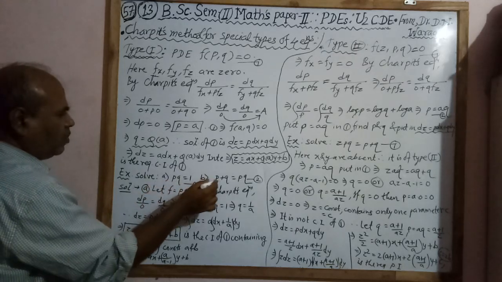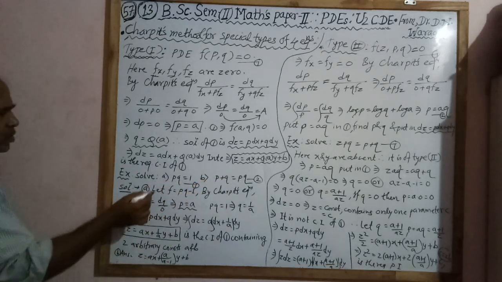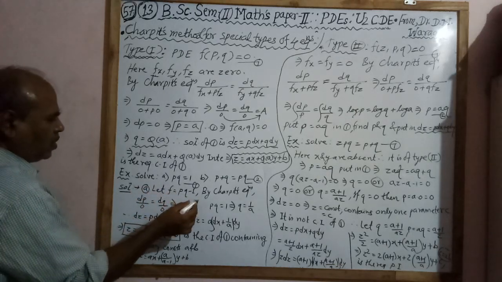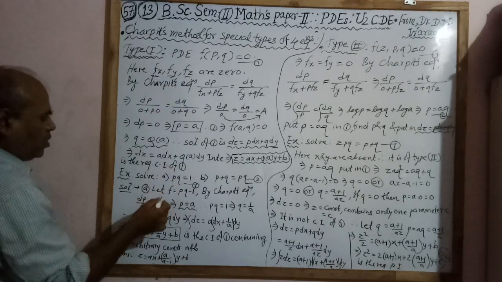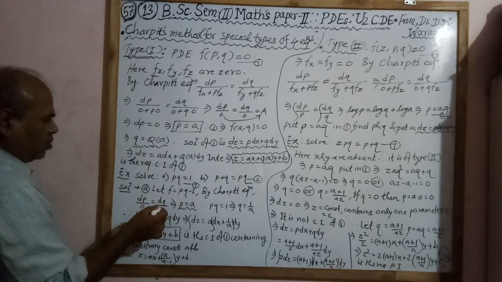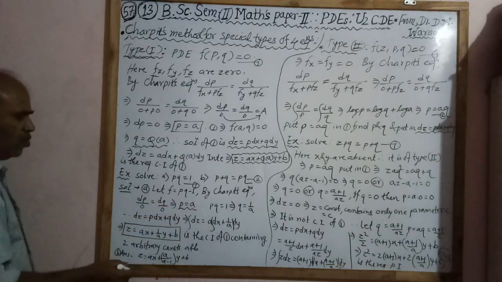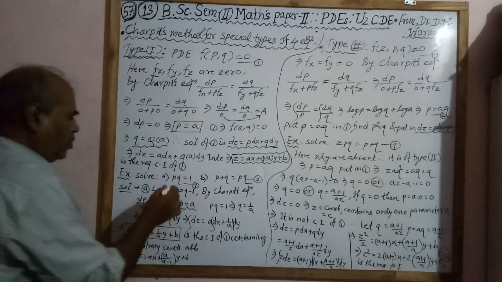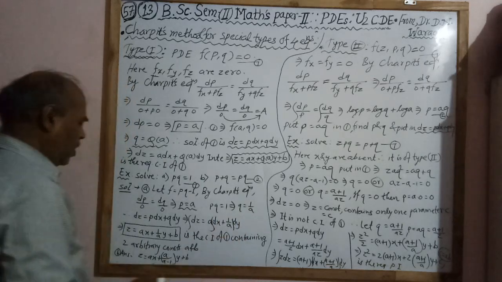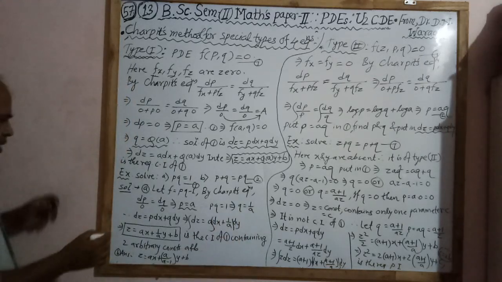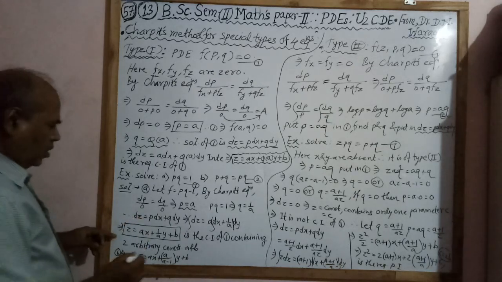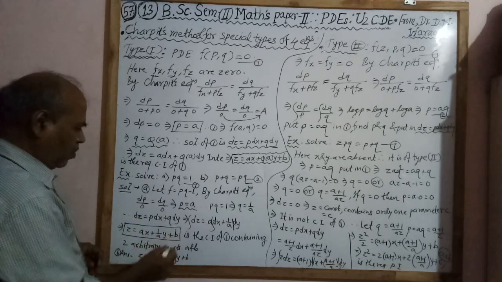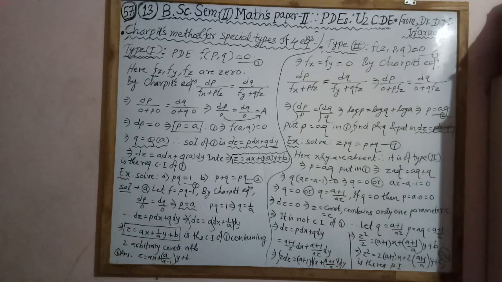Now take a particular example of this type. First, pq equal to 1. Second, p plus q equal to pq. So consider the first, let f equal to pq minus 1. By Charpit's equation, this is of type 1, it contains p and q, therefore dp by 0 equal to dq by 0, therefore p equal to constant equal to a. Now from the given equation we find the value of q, which is 1 by a. Therefore dz equal to p dx plus q dy. Put the values of p and q and integrating we have z equal to ax plus 1 by a into y plus b, which is the complete integral of 1 containing the two arbitrary constants a and b.